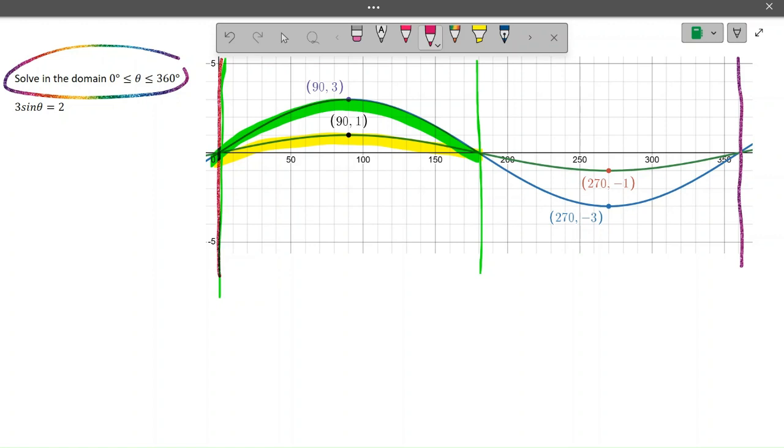The first thing I'm going to do in solving this is to try to get sine of theta by itself. To do that, I am going to divide the 3 from both sides. It's the inverse operation of multiplication. When I do that, I get sine of theta equals 2/3. Remember, once we get sine of theta on its own side by itself, I'm now looking at this yellow graph.